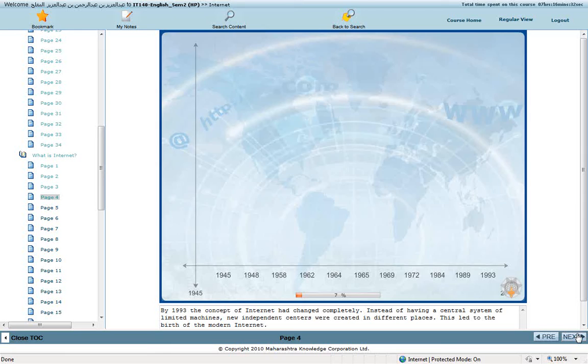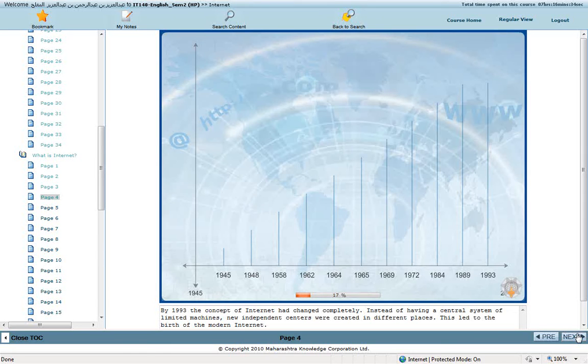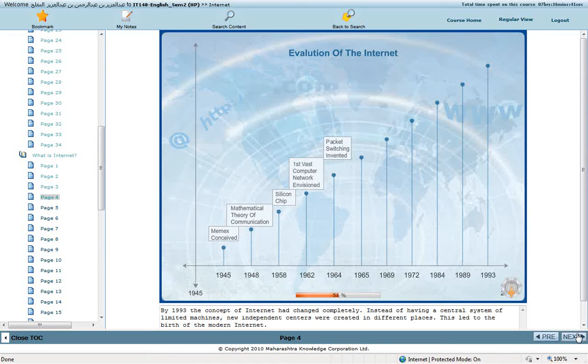By 1993, the concept of Internet had changed completely. Instead of having a central system of limited machines, new independent centers were created in different places. This led to the birth of the modern Internet.